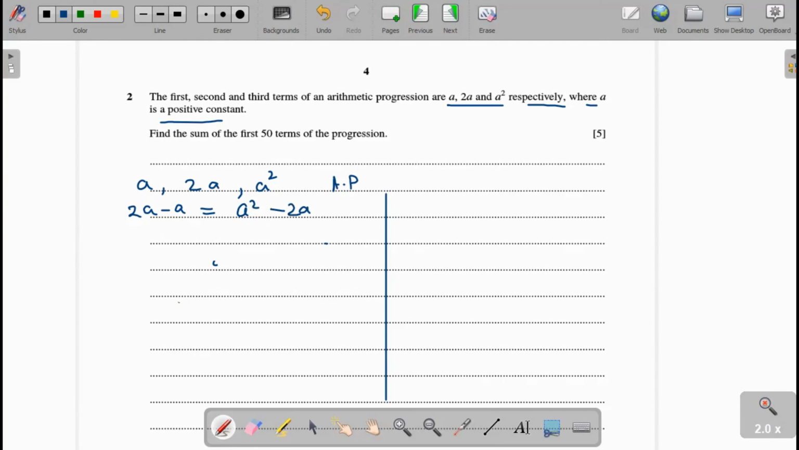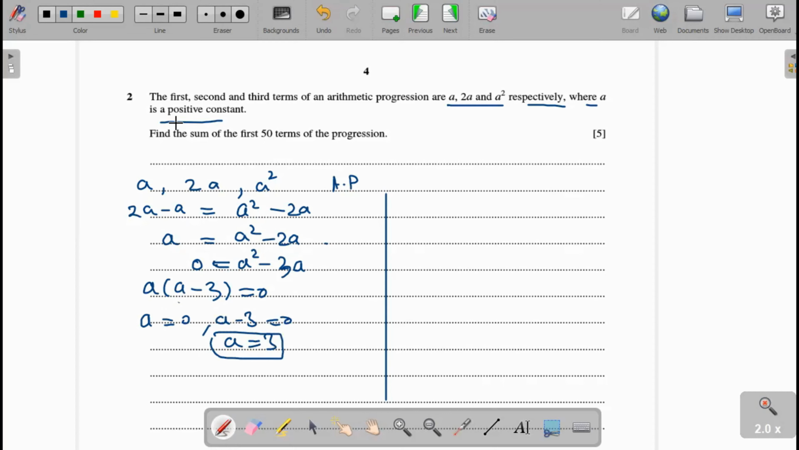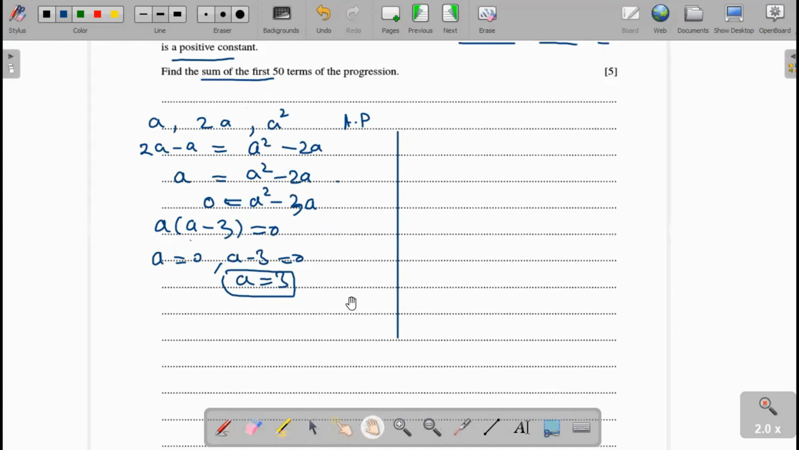Now we simplify it. That value will be a equal to a square minus 2a, and therefore when we shift a from left to right side, that becomes a square minus 2a minus a, that's equal to a square minus 3a equal to 0, and that's a into (a minus 3) equal to 0. Now we can write it as a equal to 0, a minus 3 equal to 0. Therefore, a will be equal to 3, and this will be the value because we have to take the positive constant value.